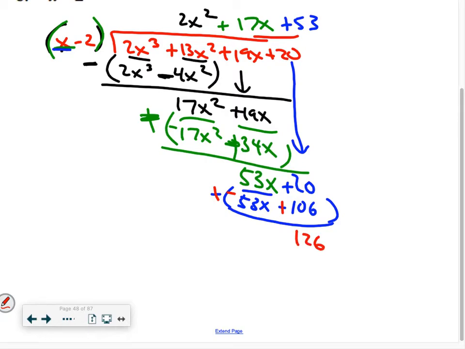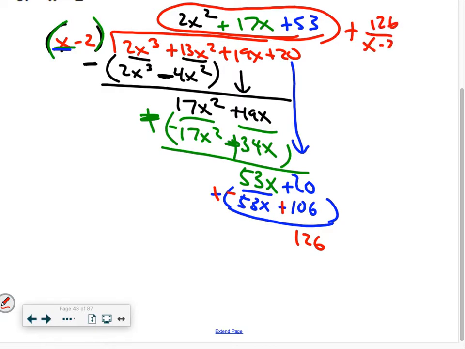So look at what my answer is. 2x squared plus 17x plus 53 plus a remainder of 126. And I write the remainder over the divisor, x minus 2. Now let's go back and look at the synthetic again and how much easier it was, but we're still going to get, in our synthetic, the 2, 17, 53, and 126.